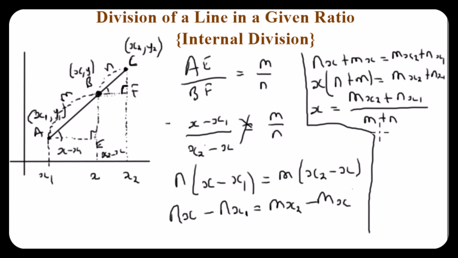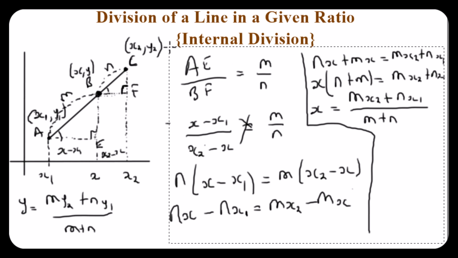Now that we've derived that of x to be mx2 plus nx1 over m plus n, then definitely we know that that of y would also be my2 plus ny1 all over m plus n. But let's see how we can derive that of y itself and see whether we arrive at the same expression we've written outside.